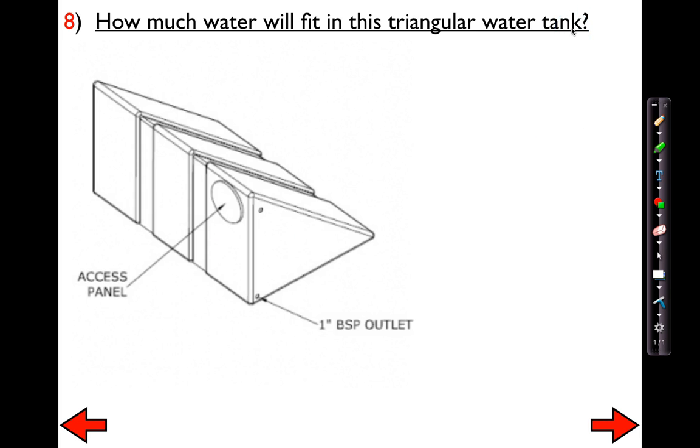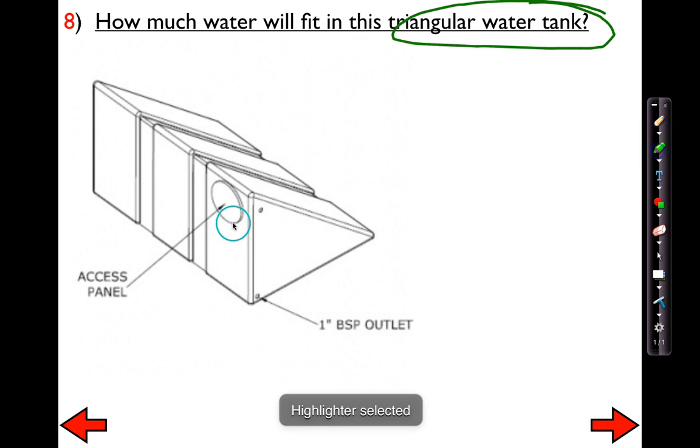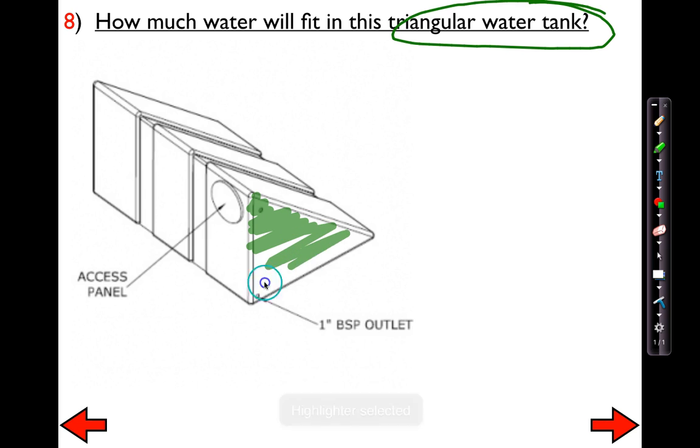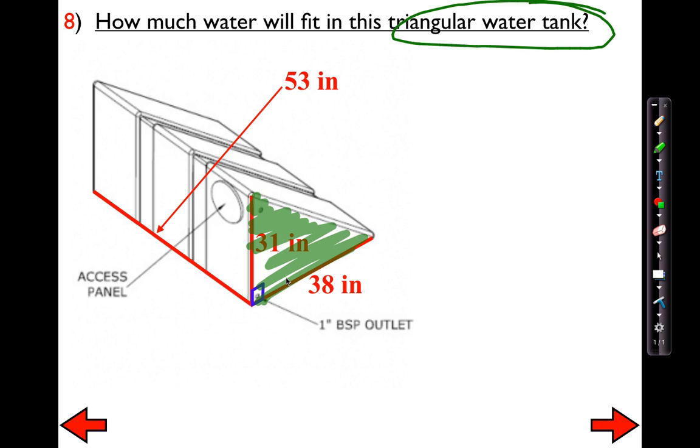Okay, last but not least, so I know this looks a little intimidating because it looks different, but same thing applies. Well, first of all, they told us it is a triangular water tank, so obviously the base is going to be a triangle. So that's helpful. They told us that this here is 53 inches, this here is 31 inches, and that is 8 inches. So what am I going to do? Well, I'm going to start with my formula. The volume is going to be the area of the base times the altitude.